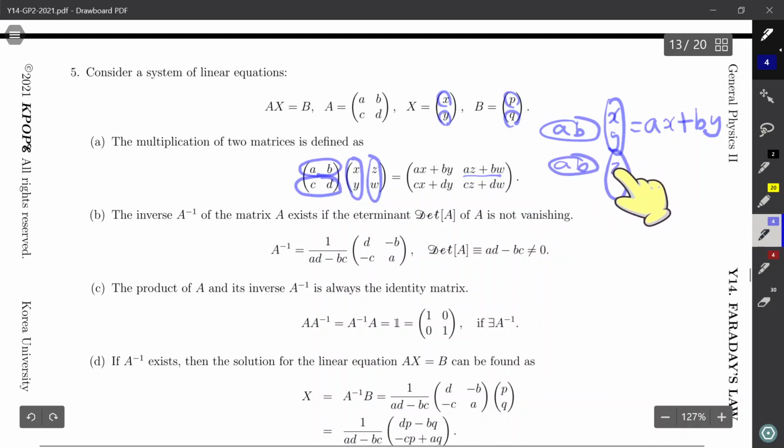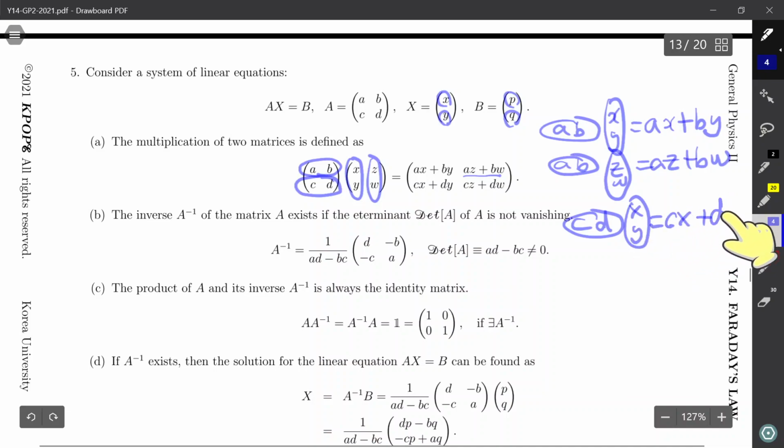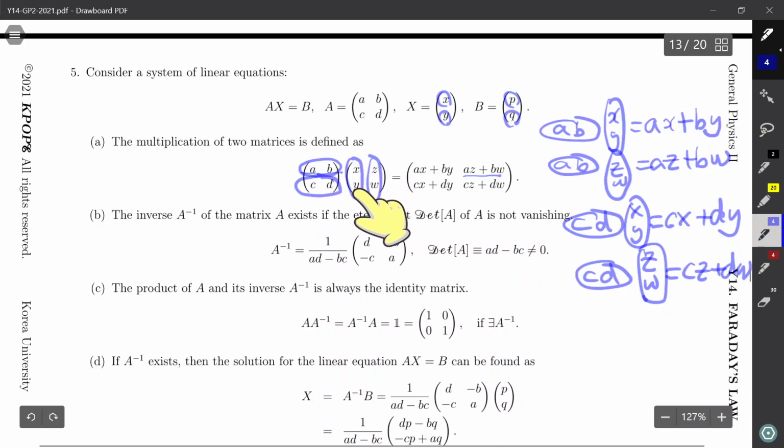In such a manner, (a, b; c, d) times (z, w): az plus bw. And (c, d) times (x, y): cx plus dy. (c, d) times (z, w): cz plus dw. So this is the 1-1 element, 1-2, 2-1, and this is 2-2. So the 1-1, 1-2, 2-1, 2-2 elements are computed in this way.